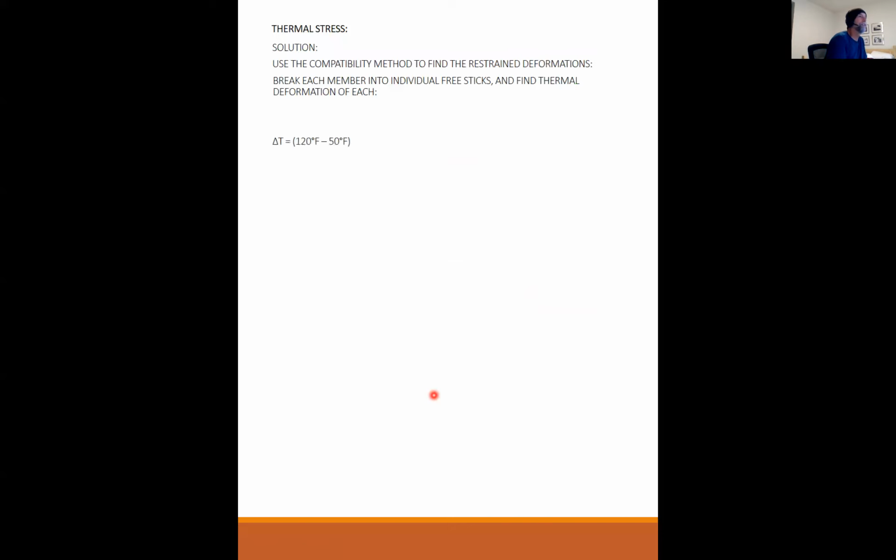So first of all, our delta T. Delta T is T2 minus T1. So in this case, it is positive 70 degrees. So the temperature has been raised by 70 degrees. And now we're going to break it into two individual sticks. First stick is A to B, and we're going to find the deformation, the T is for temperature, in A to B. So this is delta T for temperature, member AB.